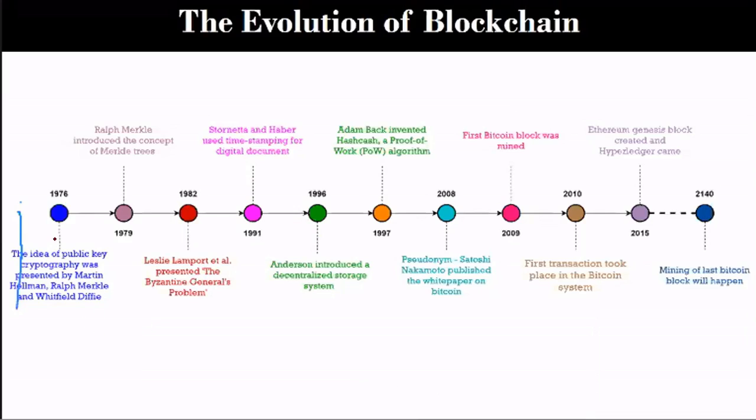As we can see, it started in the year 1979, where the idea of public key cryptography came into the picture. And also in 1979, Ralph Merkle introduced the concept of the Merkle tree. So we have the public-private key concept being used, and we have the Merkle tree that we are using, all created back in 1976, 1979.